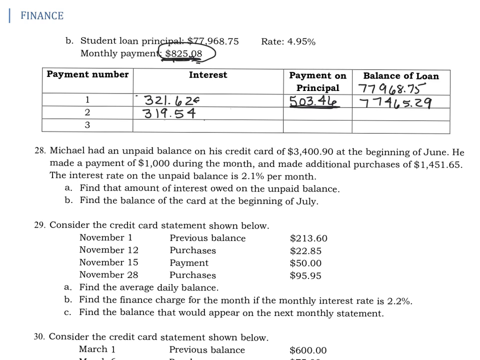So I will take that monthly payment and subtract $319.54 from it, and I get $505.54. That's my payment on the principal. All right, so then to get our balance of the loan after month 2, I will simply subtract my payment on principal from the balance of my loan, and I get $76,959.75, which becomes our new principal.